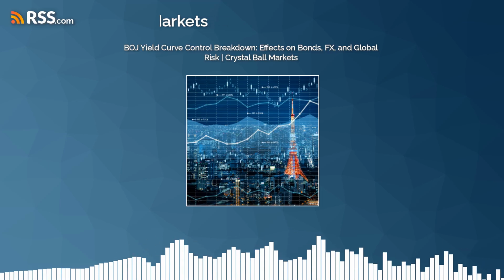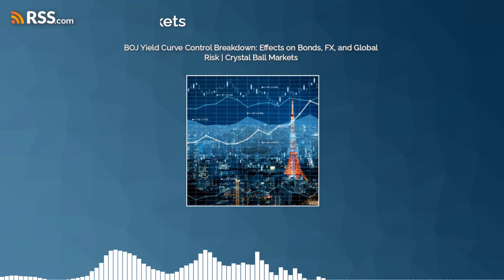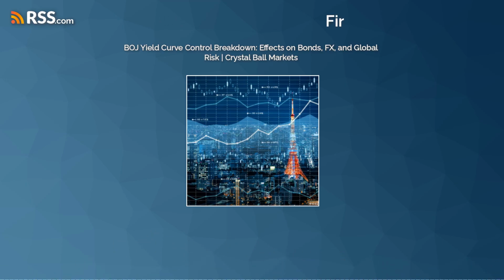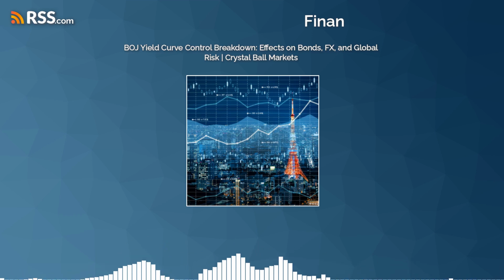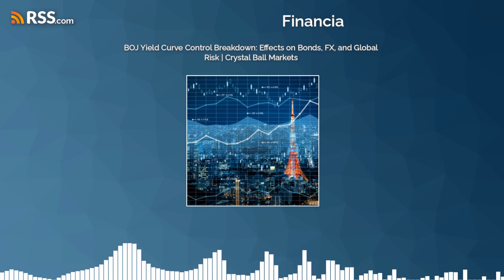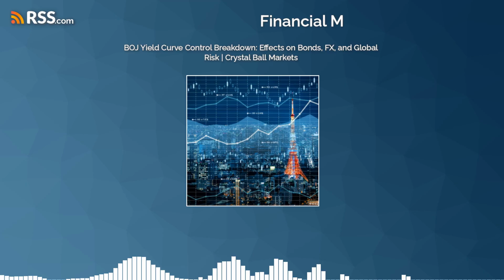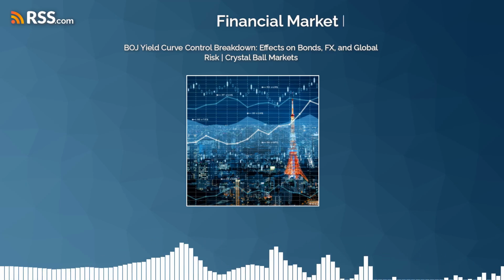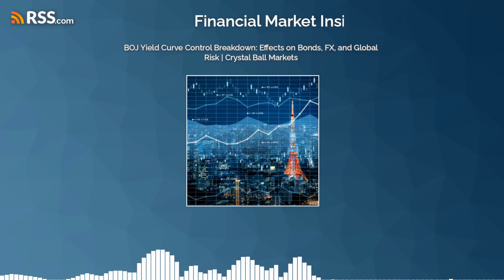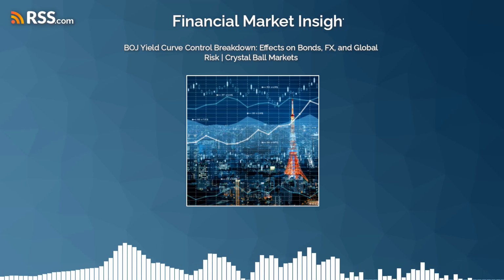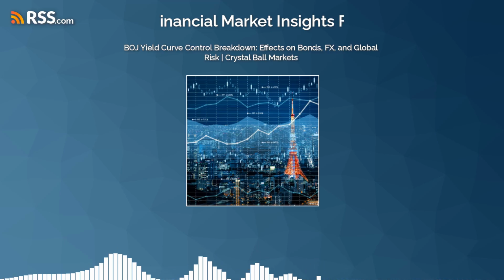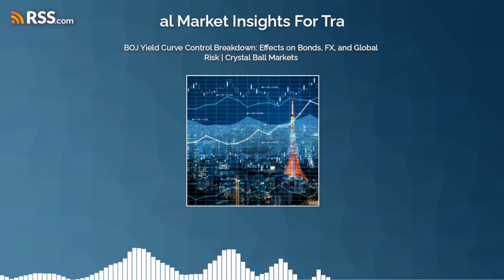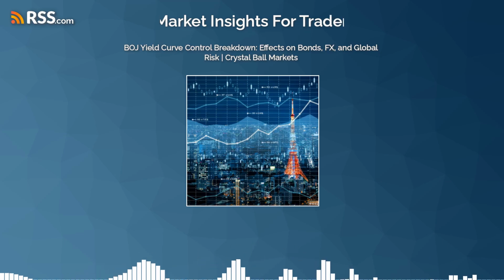Now, to really understand why Japan adopted this policy, we need to step back and look at the broader economic context. Japan has been dealing with economic stagnation since the early 1990s. This period is often referred to as the lost decades. During this time, Japan experienced weak growth, persistent deflation or very low inflation, an aging population, and a massive buildup of government debt. Traditional monetary policy tools just didn't work as expected.